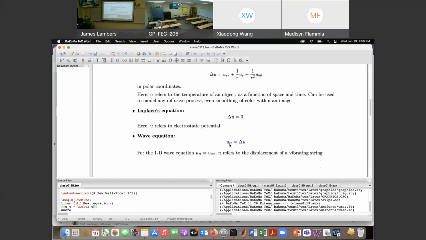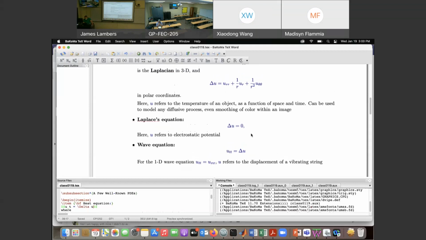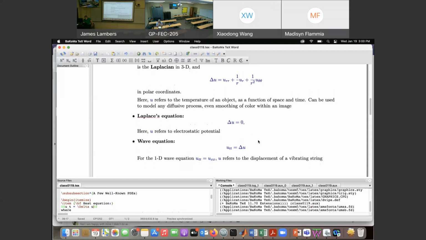And we'll also spend time on the wave equation. So here we have a second derivative with respect to time. UTT is equal to the Laplacian of U. In the case of a one-dimensional wave equation, so UTT is equal to UXX, what U refers to in this case is the displacement of a vibrating string. So the height of a string, positive or negative, with respect to the x-axis, to show how the string oscillates over time. So all three of these equations we'll spend a good amount of time with.